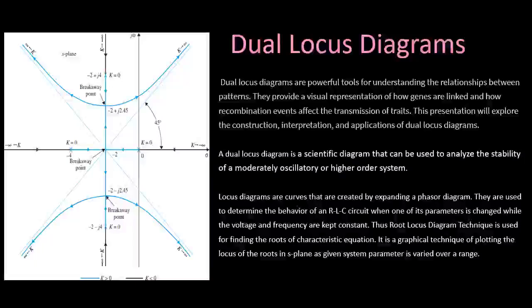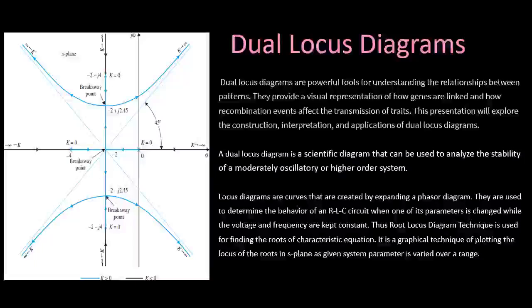The locus diagram is a scientific diagram that can be used to analyze and stabilize the oscillators of higher order systems. Here, what we are going to say is that the locus diagrams are the breakaway point and the breakaway point of the 2-second axis at an angle of 45 degrees. We can see the diagram on the left side.